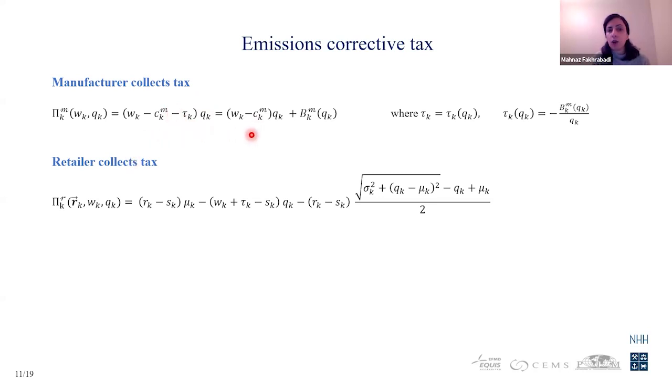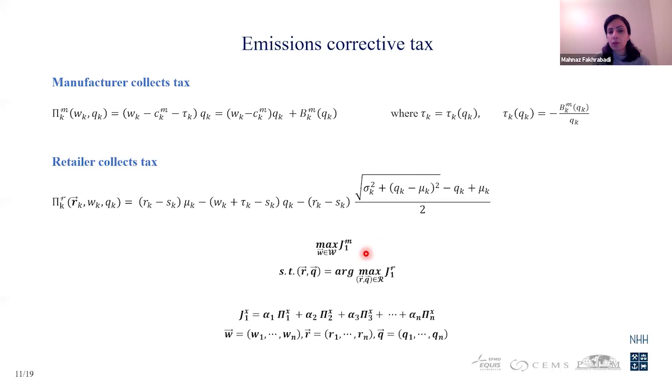By making them equal and solving it, we can see that this tau is minus B over Q, and is a function of order quantity. For the retailer also, the tax tau is a cost that has to be collected and sent to the government, for instance. Here also we have this form that in a single contract, we maximize our problem at the first period for the manufacturer, subject to the maximization of the retailer at the first period. And as I mentioned, J1 means the cumulative addition of all profits at each period, when W, R, and Q all are vectors.